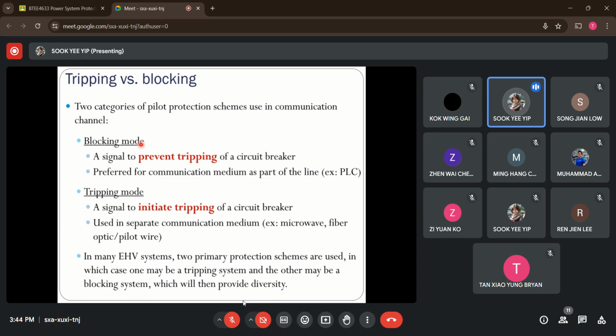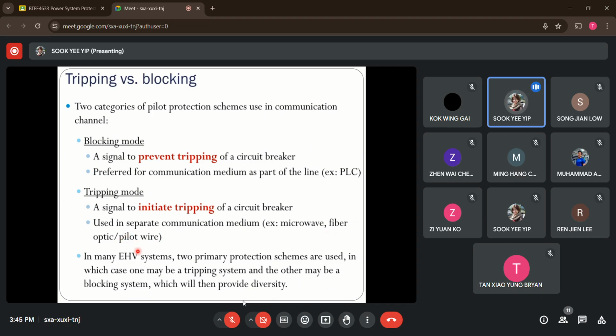The other one will be known as the tripping mode of operation. So which means that right now, the signal is transmitted to the other side using the communication channel to initiate tripping instead. So you ask the breaker to trip at the other side. This is what we have as the tripping mode of operation. So generally, the tripping mode of operation is preferable if a separate communication channel can be used, for example, a microwave system, fiber optics, or the telephone wire.